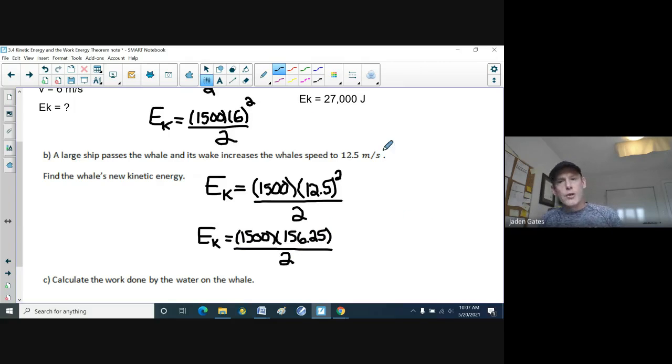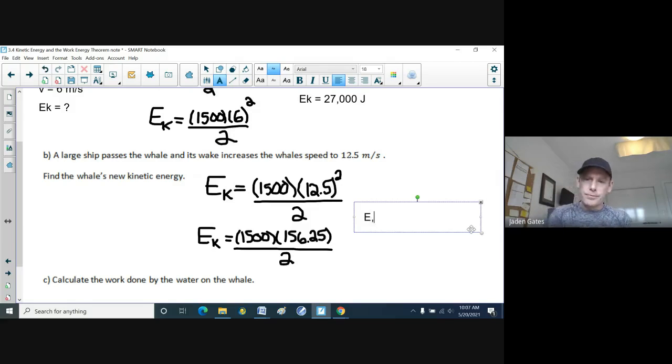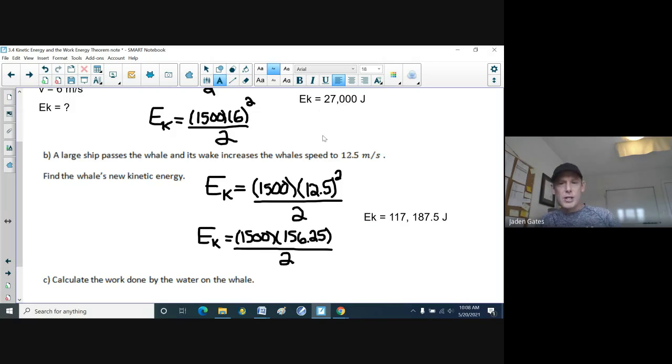And just as I did before, I can do this all in one step. I just take my 1,500, times it by 156.25, and then divide by 2. And yeah, I end up bigger. Again, it's going to be a bigger number because the whale is going faster, and I get 117,187.5. And again, we're talking about energy, which is joules. All right, so again, the whale increases its speed, it increases its kinetic energy.